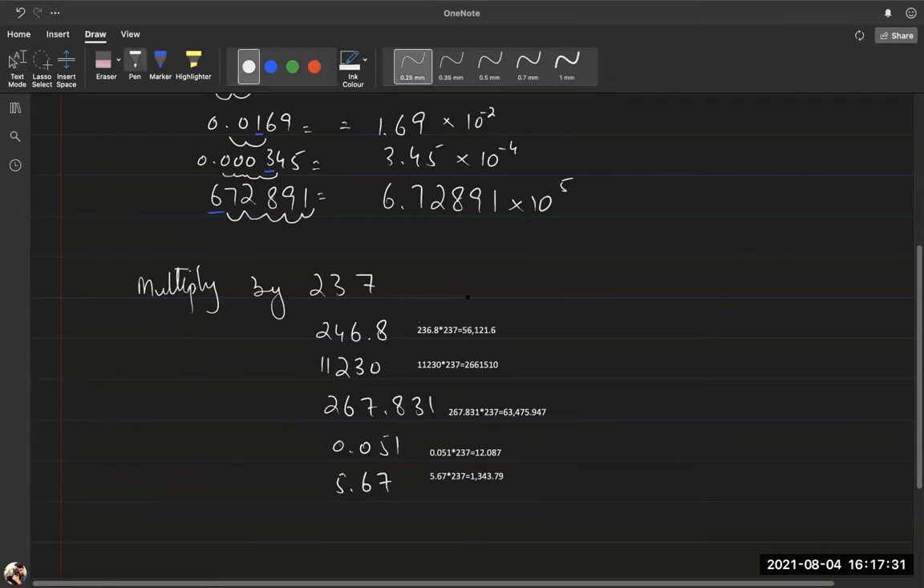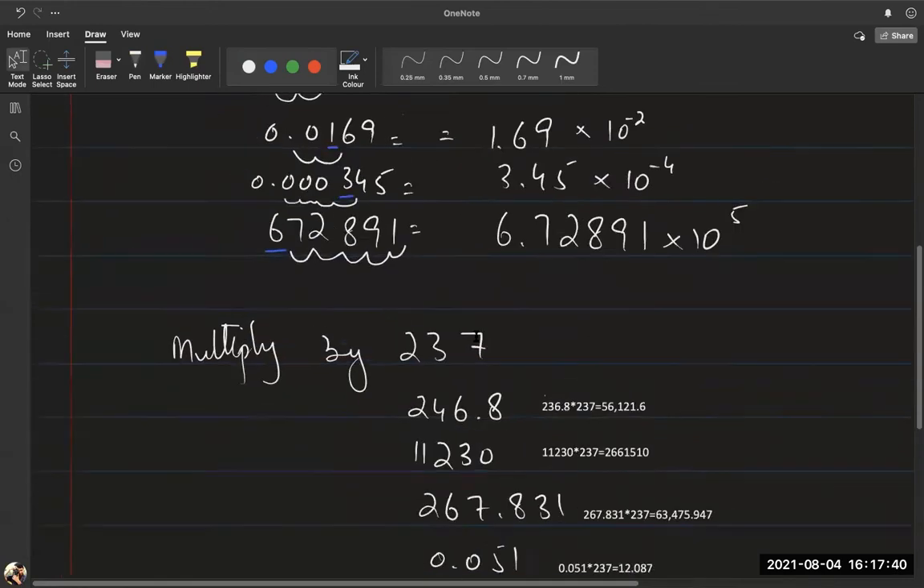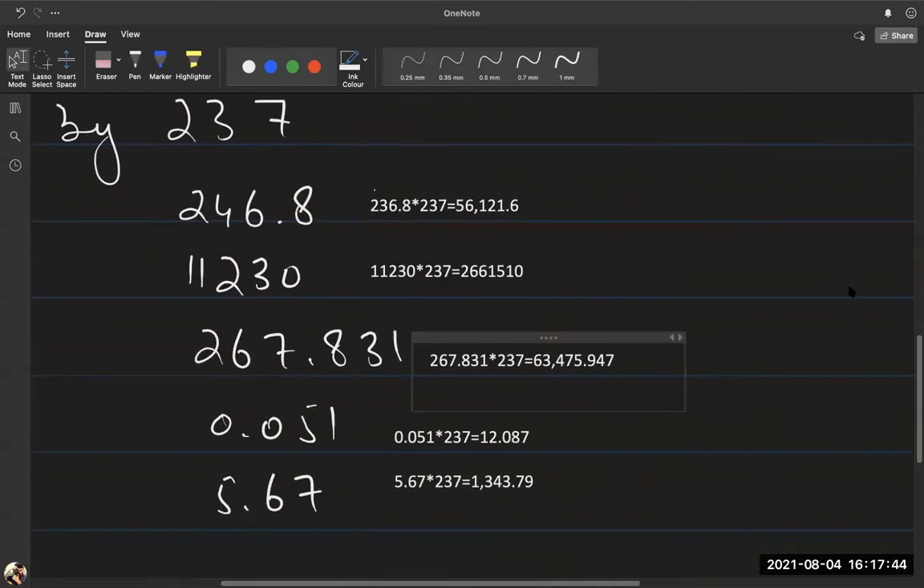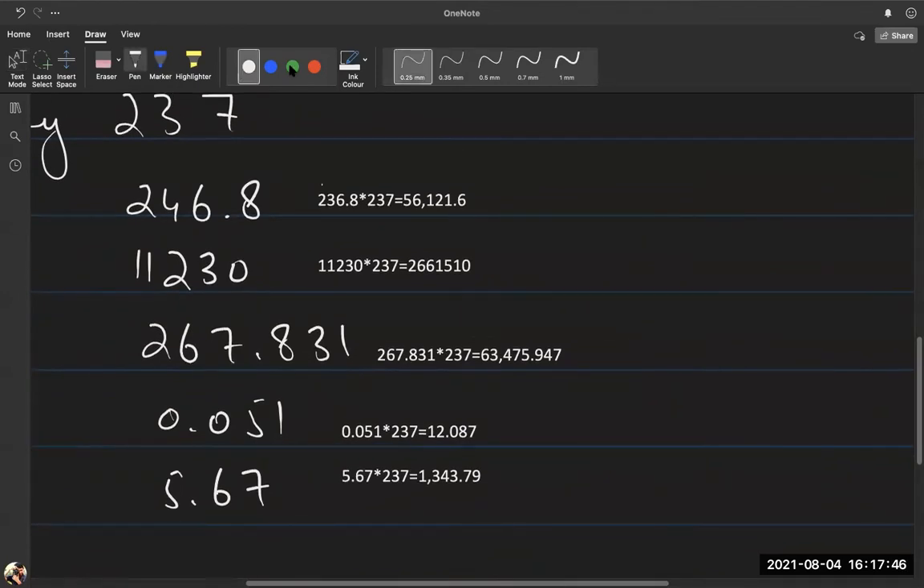Now, obviously, I'm using the built-in calculator here, but these are not in standard form. So to bring it to standard form, what will I have to do? I'll have to move the decimal point. So this is 56,121.6. So let me zoom in a little bit. Yeah. So this one, I need to move it 3 steps to the right.